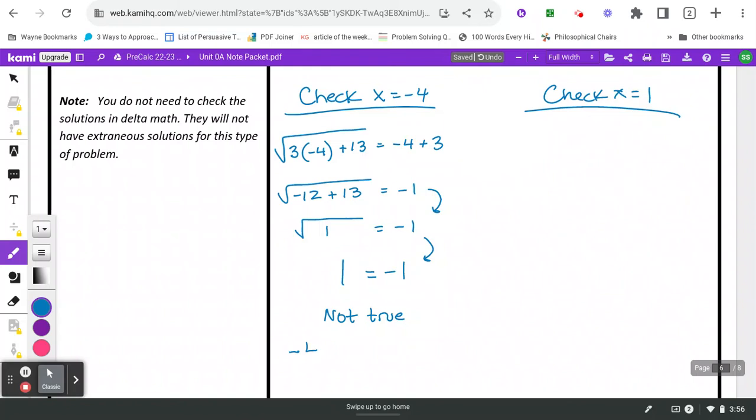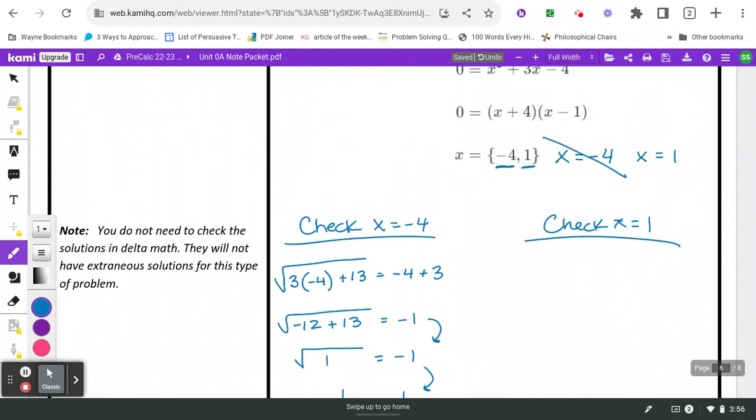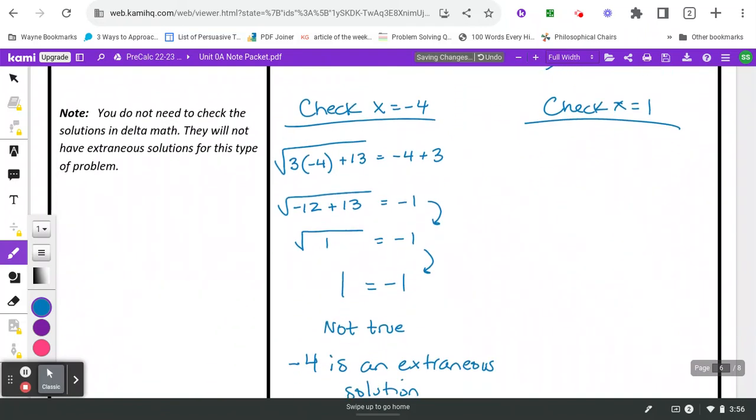And we call this an extraneous solution. Because mathematically, we did the work right, but when we check it, it is not correct. So what we would do is we'd come up here and we'd throw this answer out. -4 is an extraneous solution. It got us a non-true equation at the end. All right, let's check +1.